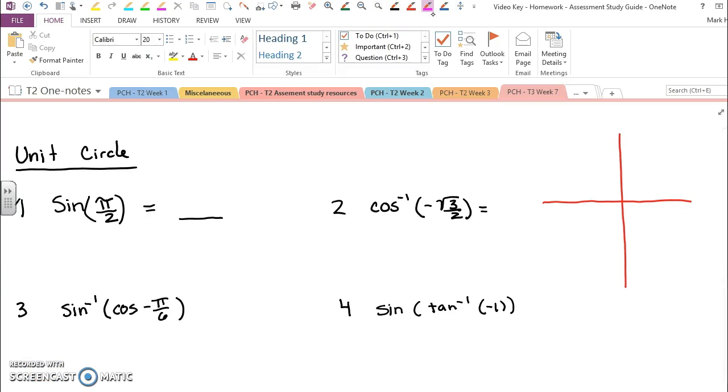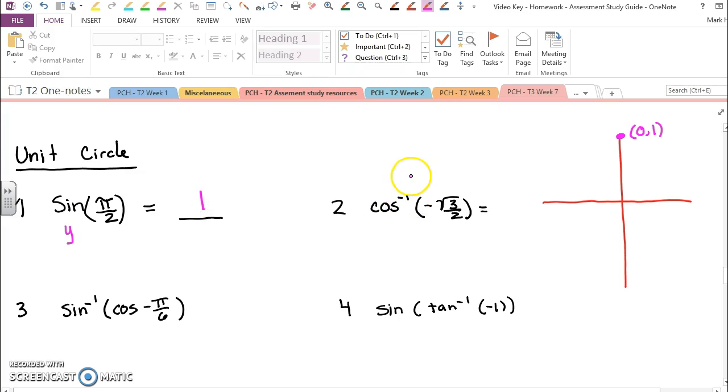So all of these unit circle problems depend on you knowing the unit circle. Pi over 2 is right here. The coordinates are over 0, up 1. So if you're asked for sine, you're asking for the y value. So the answer to this is simply 1.